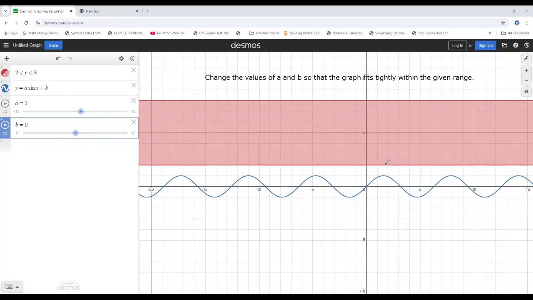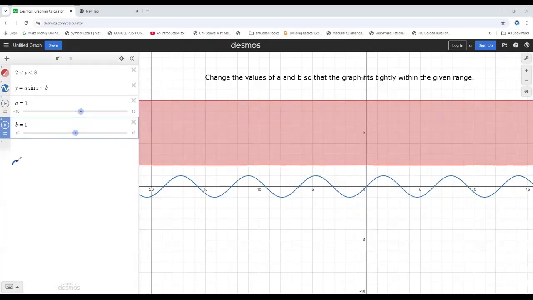So what do we have to do for that? We have to find the values of a and b. Once we get the values of a and b, we can use the slider over here to change the value of a and the slider over here to change the value of b, so that we can make this graph fit tightly within the given range.